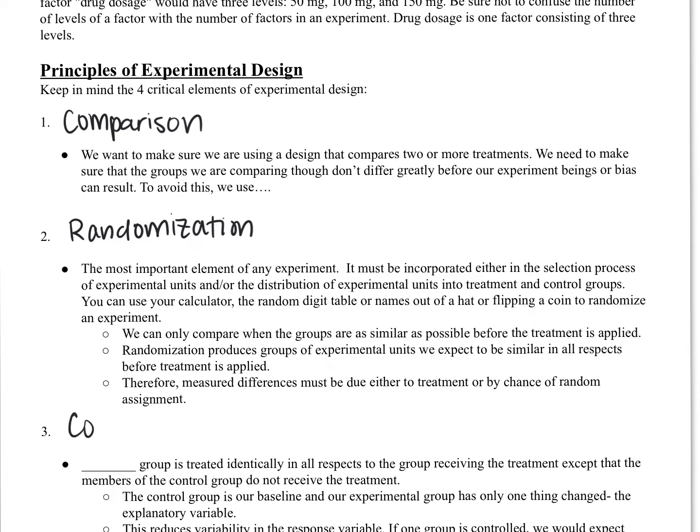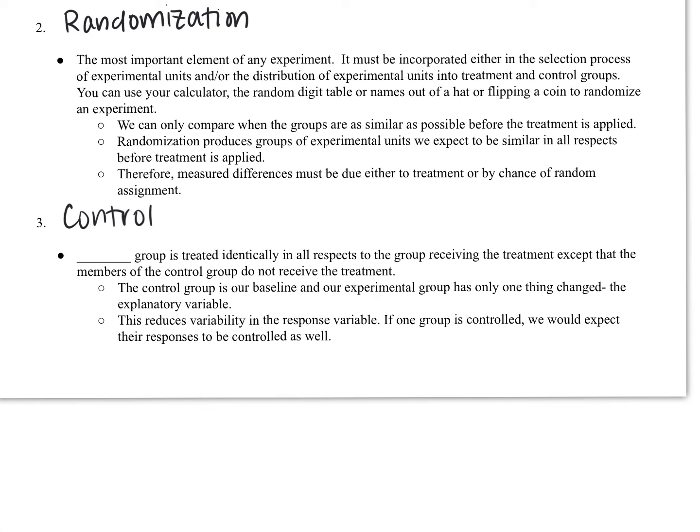The next one is control. In any good experiment, you typically have a control group. A control group is treated identically in all respects to the group receiving the treatment, except the members of the control group do not receive the treatment. This control group is the baseline, and the experimental group has only one thing changed, the explanatory variable. This helps to reduce variability in the response variable. If one group is controlled, we would expect their responses to be controlled as well.